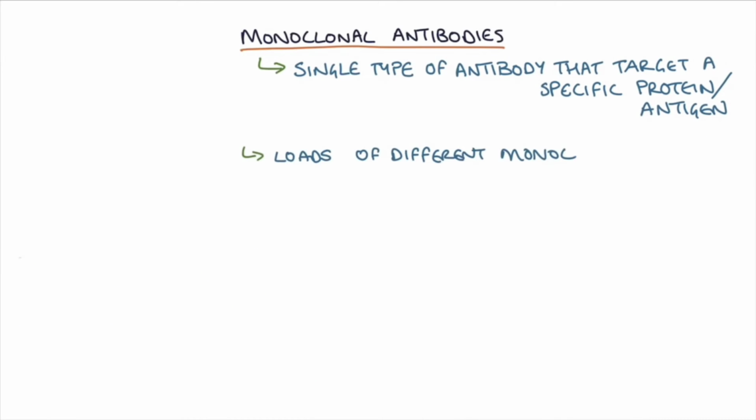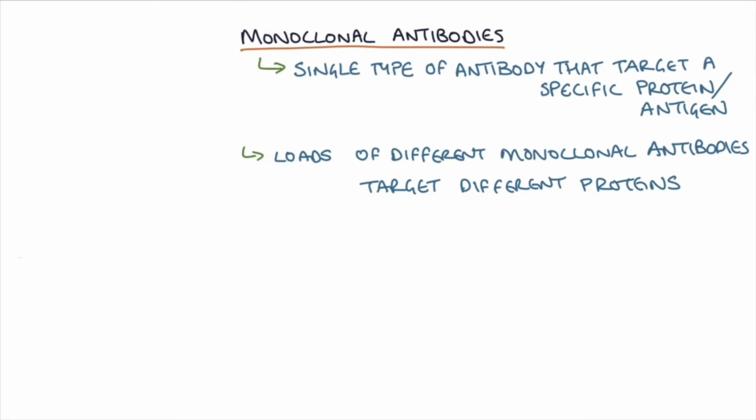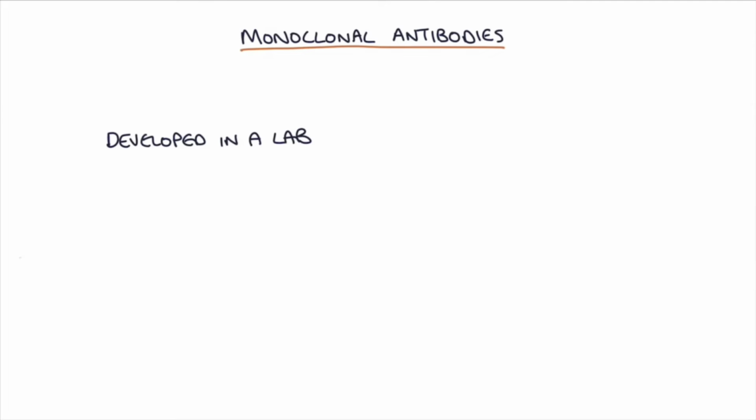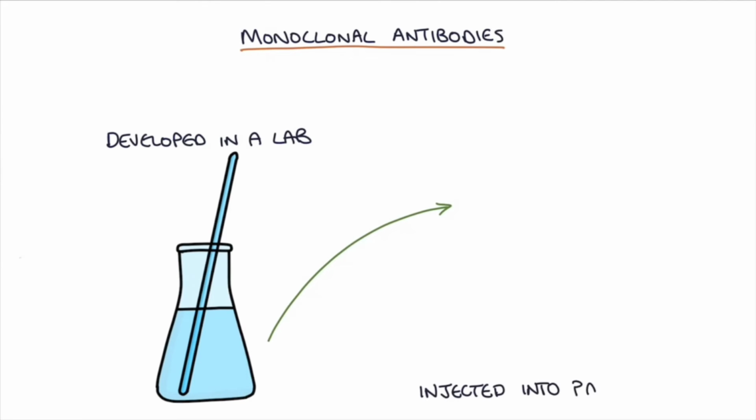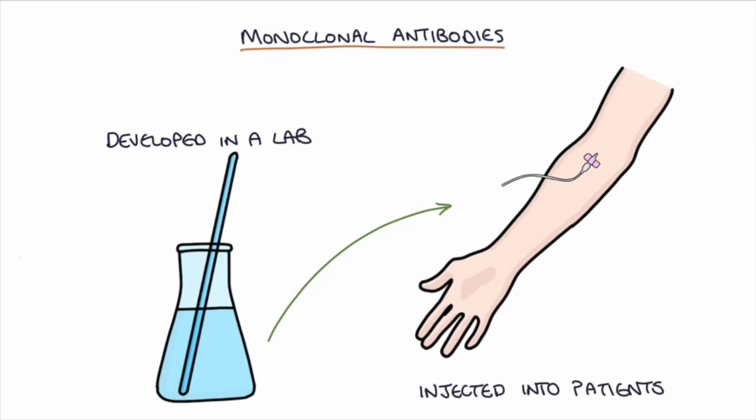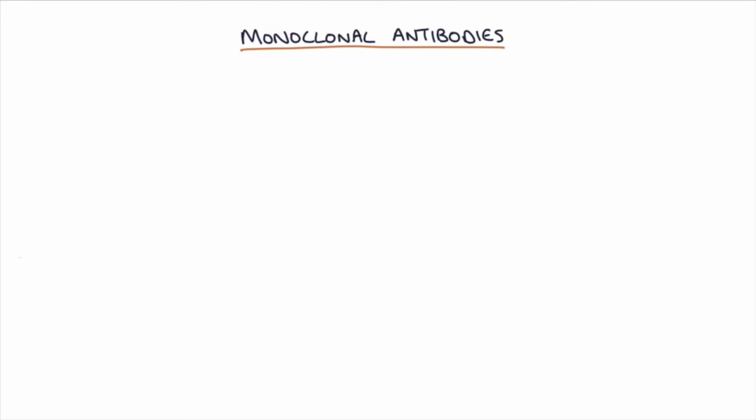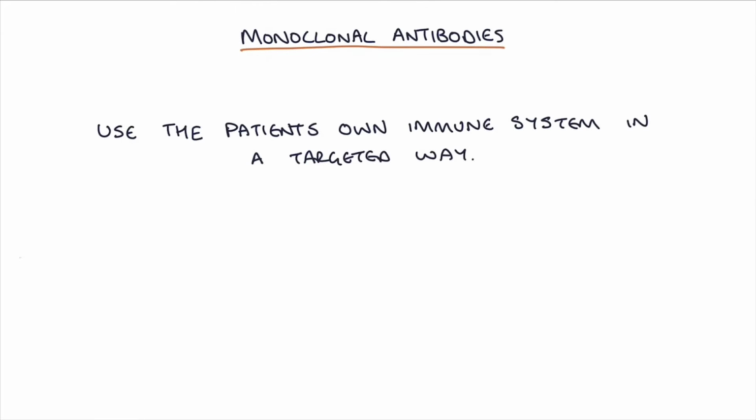And there's loads of different monoclonal antibodies that target different proteins. However, each monoclonal antibody has its own specific target protein. And we can develop these monoclonal antibodies in a lab and then inject them into patients. Once we inject them, the antibodies then travel to their target and activate the immune system and attack that target in the same way that the antibodies produced by a person's own B cells would do. In this way, the monoclonal antibodies essentially utilize the patient's own immune system in a targeted way that's useful for their particular condition. So let's go through some examples of monoclonal antibodies.